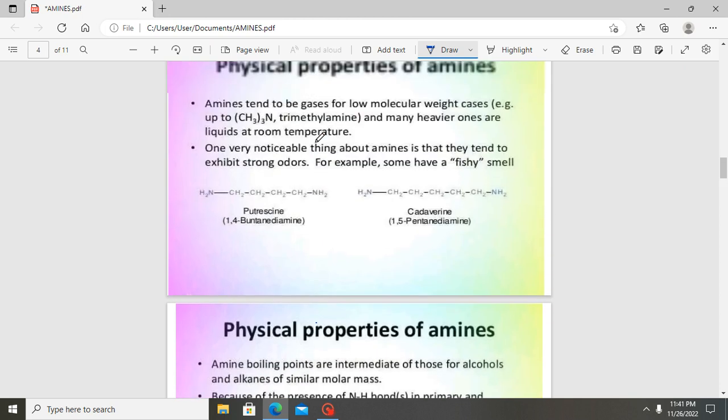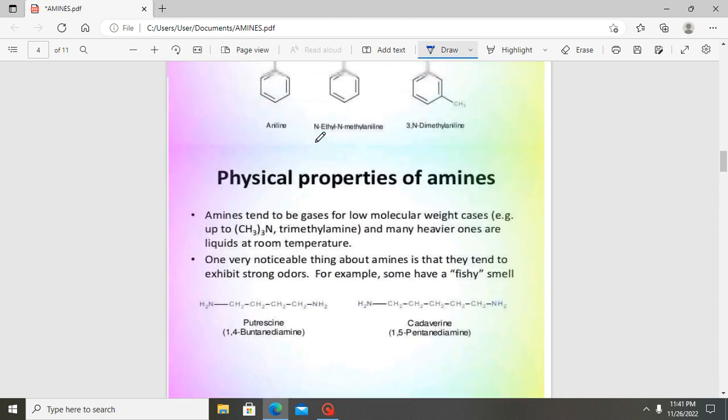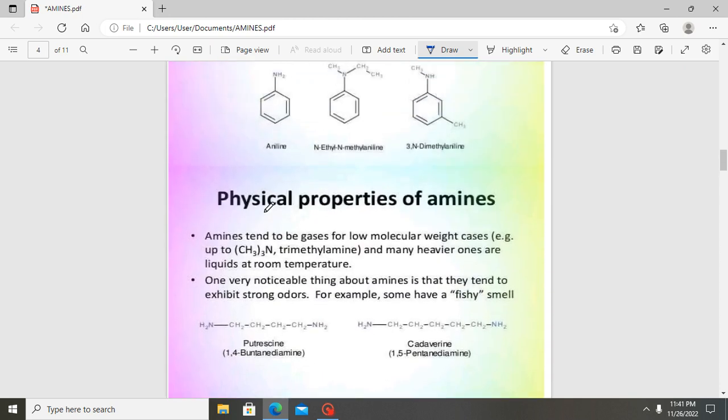Okay, so let's look at some physical properties of amines. Amines tend to be gases for low molecular weight amines. That is, amines of, let's say, 4 or fewer carbons exist as gases at room temperature, whereas those that have a higher molecular weight exist as liquids.